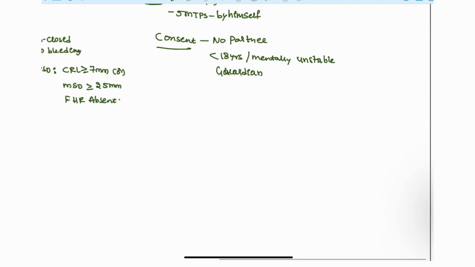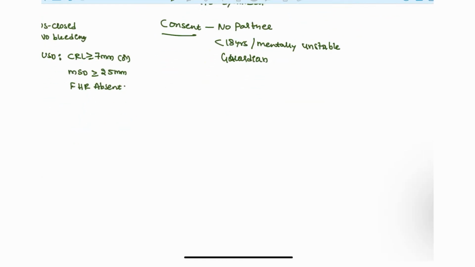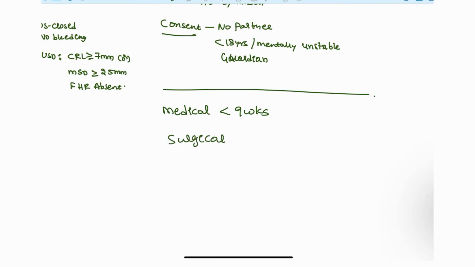And what is the protocol that you are going to follow for the termination? You have two types. One is medical. Usually the medical is going to be less than 9 weeks only. After that it is always going to be surgical, and you are going to choose surgical for all patients who are more than 9 weeks. It could be suction and evacuation, or it can be dilatation and curettage. All this will be done for those patients. Next, methods of the MTP we already discussed.